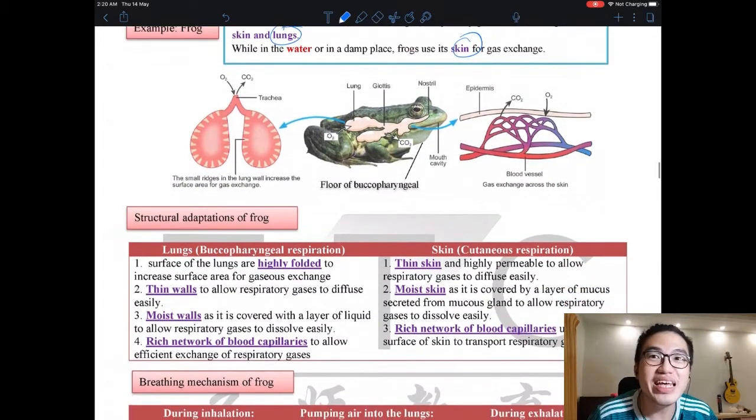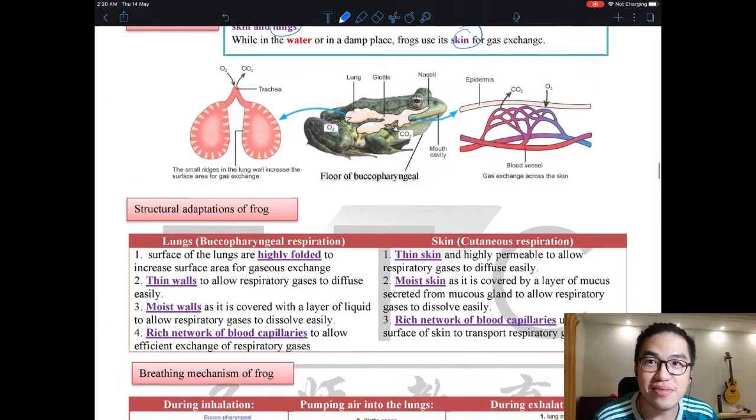We have millions of alveoli, they have only two bags there, which is so small, it's not efficient at all. That's why you see frogs on land, they will not jump here and there. They are not active at all. They'll just sit there because if they were to be very active, their lungs cannot sustain the activity.